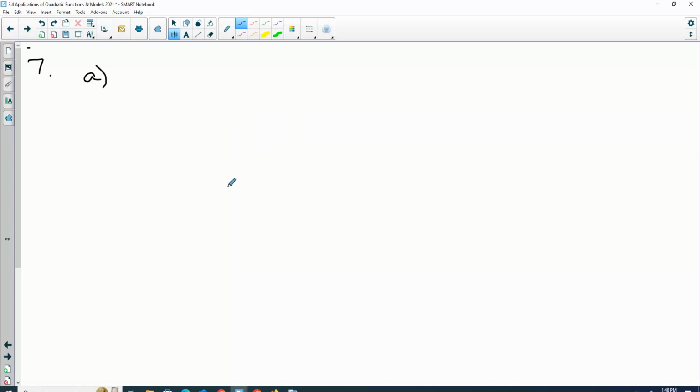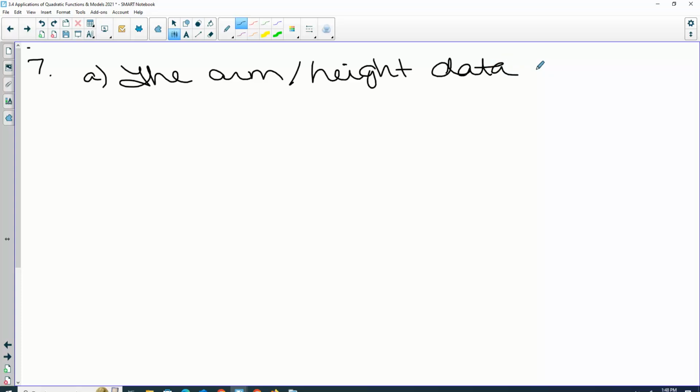This one, it's because the arm span and height data came from one person. I didn't compare Luke's arm span and Tanner's height. I did Luke's arm span to his height and Tanner's arm span to his height. I compared them to each other.